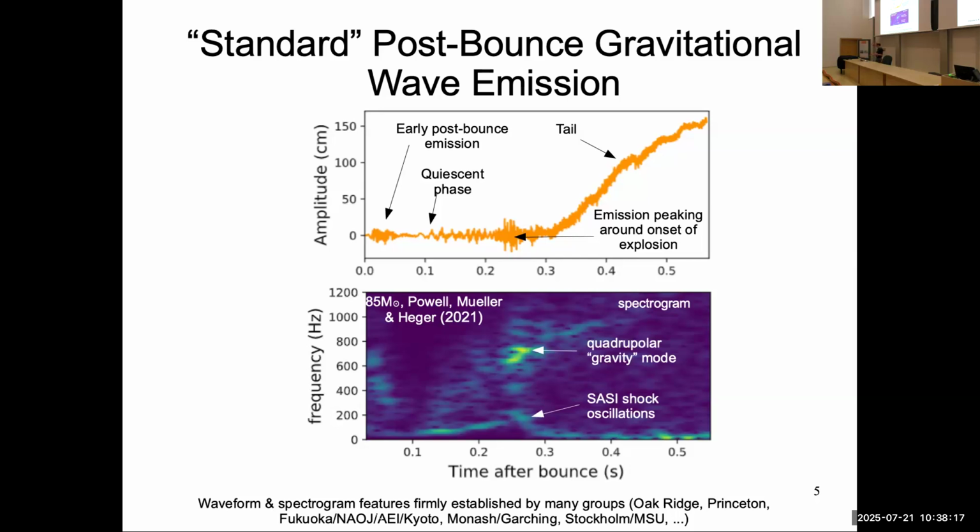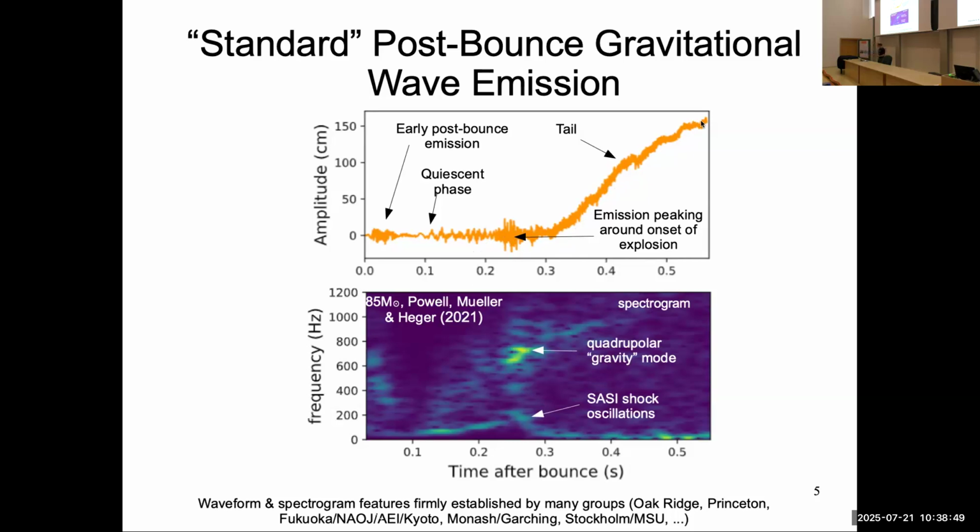And then once the convective flow especially really kicks off, you get bigger amplitudes again. The amplitudes often tend to peak around the time when the explosion sets in. And then after the explosion, they die down a bit more. And after the explosion, you might get this growing offset in the amplitude here, which is called the tail signal.